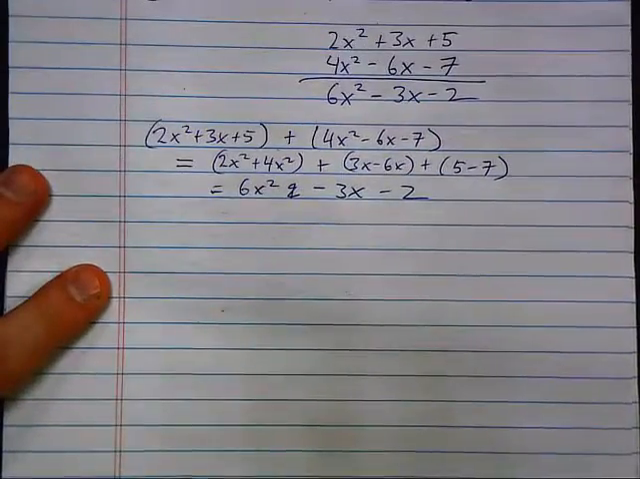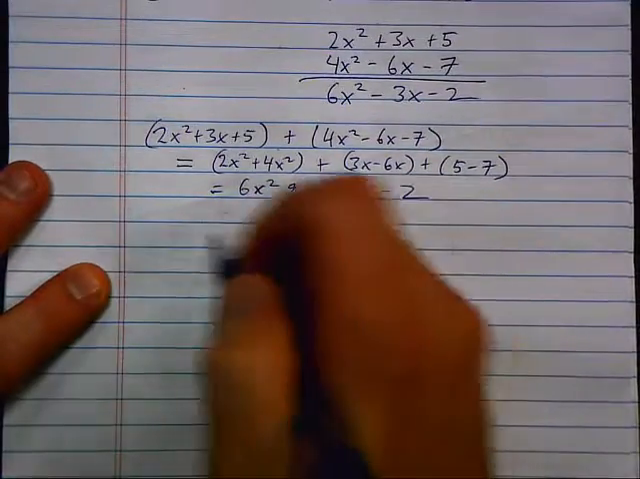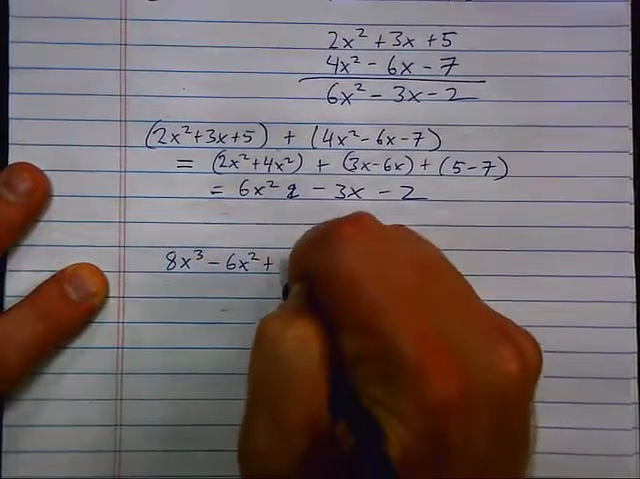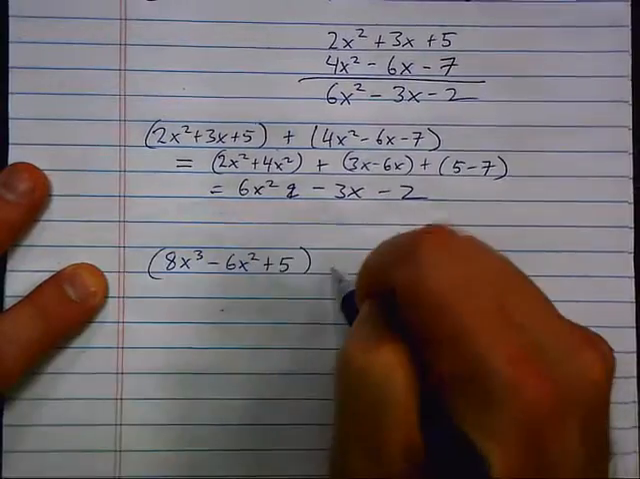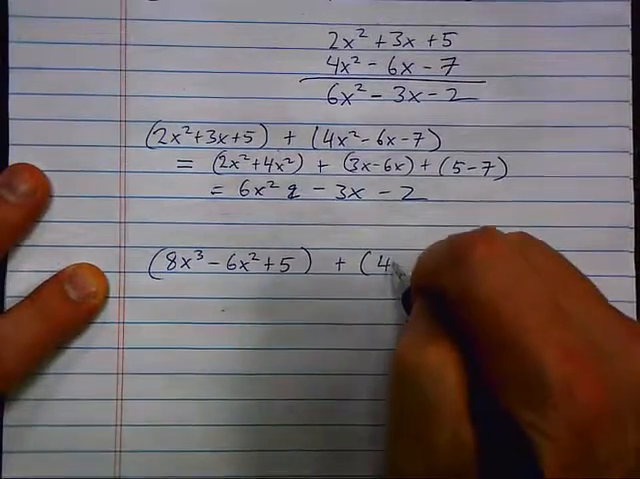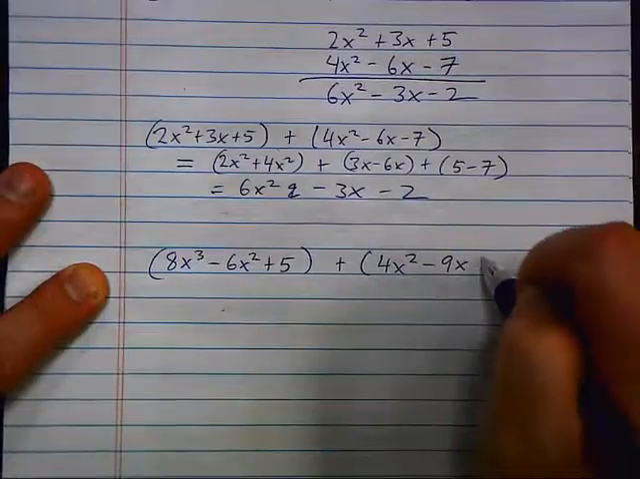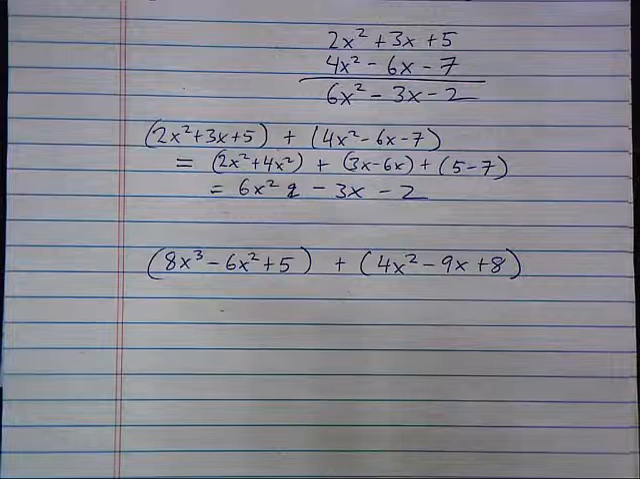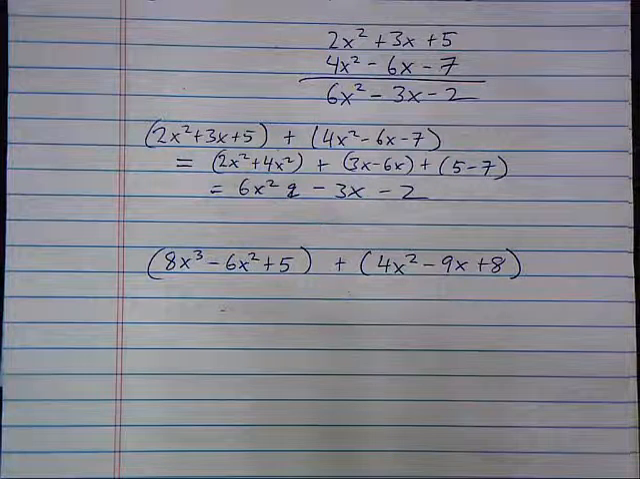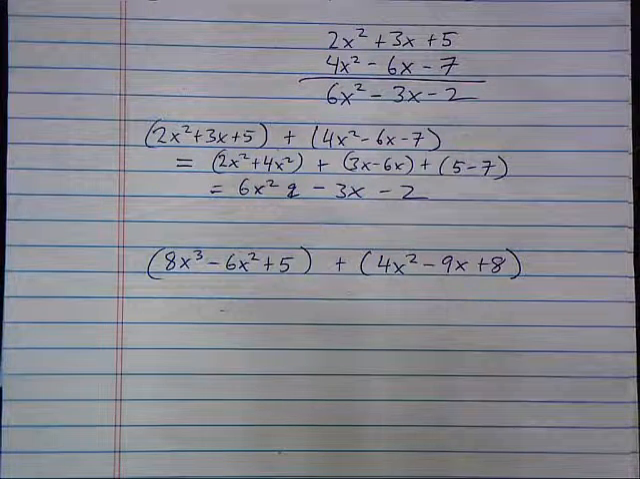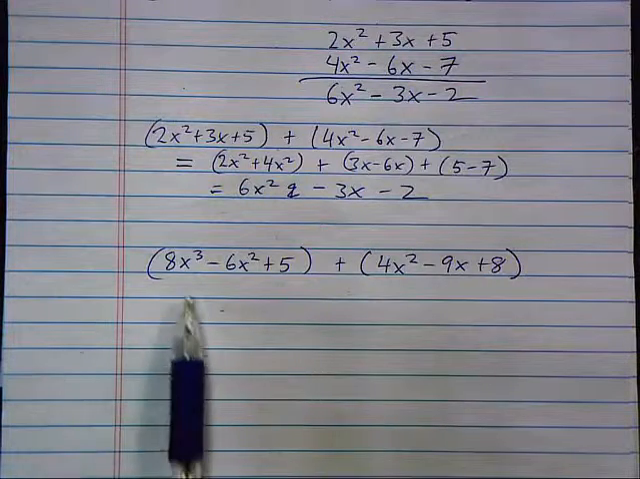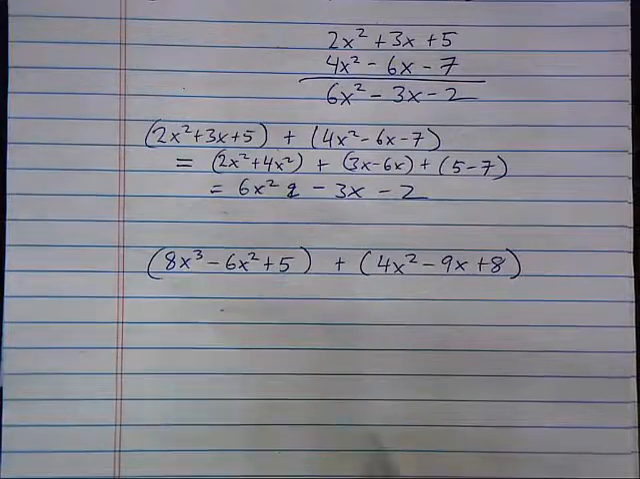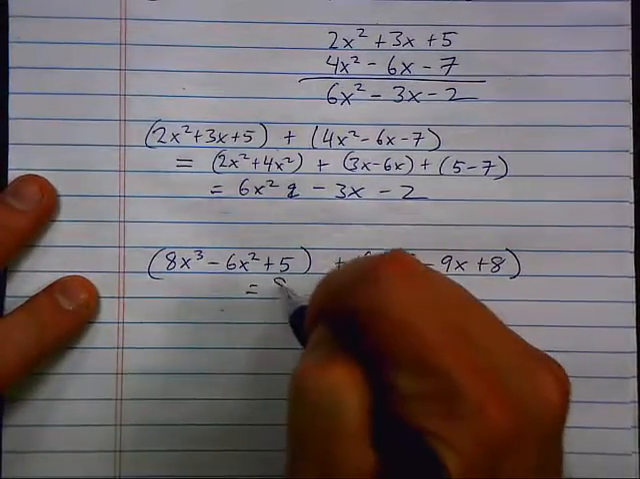Okay, so here's what I expect in reality. If I were to give you 8x cubed minus 6x squared plus 5, and then asked you to add 4x squared minus 9x plus 8. The truth is, I would hope you could do this without really showing me any work at all. I would kind of hope you could just do this in your head. What would you do? You look for all the x cubes. Where are all the x cubes? The only one of them. So you write that one down, 8x cubed.